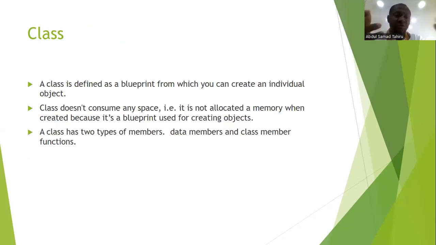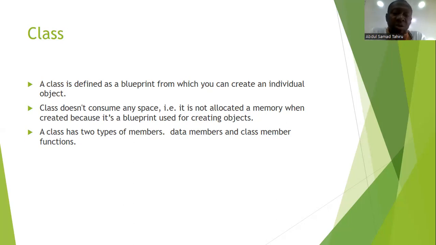A class is defined as a blueprint from which we can create an individual object. Class does not consume any space. Why is that so? Because classes are blueprints, they are just templates. Whenever we create a class, they are not allocated memory, but rather the objects are allocated memory. Whenever we create an object out of a class, that's when memory is allocated for the object.